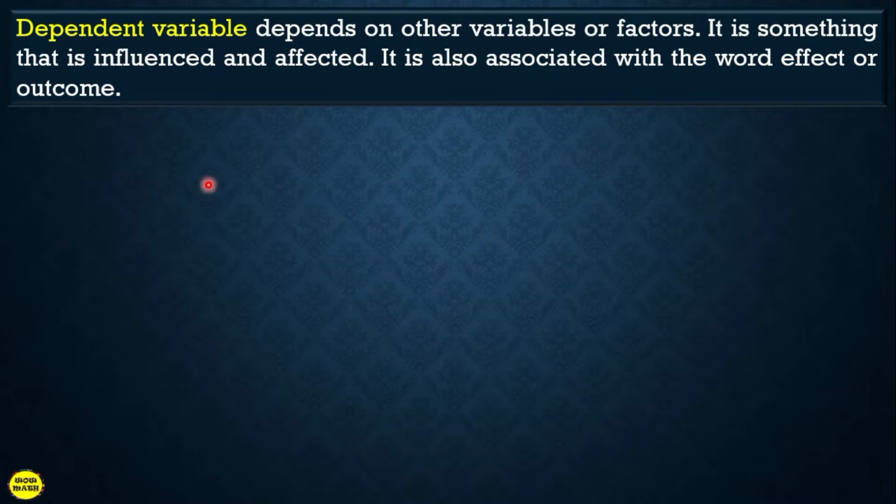Dependent variables depend on other variables or factors. It is something that is influenced and affected. It is also associated with the word effect or outcome. So, lagi natin tatandaan kapag dependent variable, ito yung result, ito yung outcome. So, siya yung nakadepende doon sa independent variable.